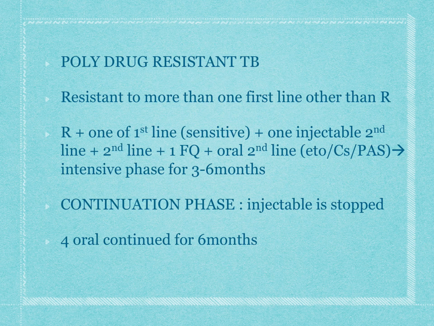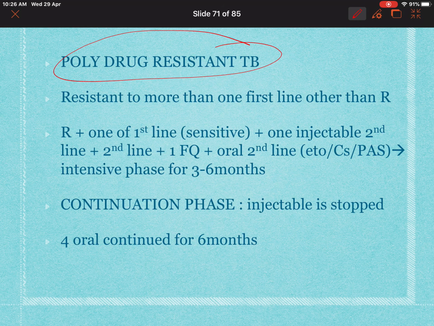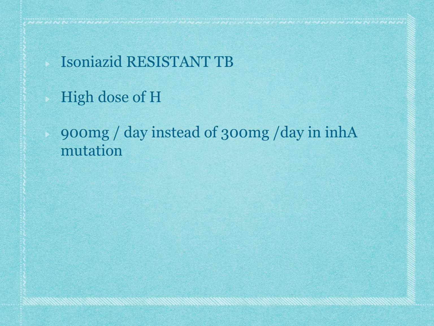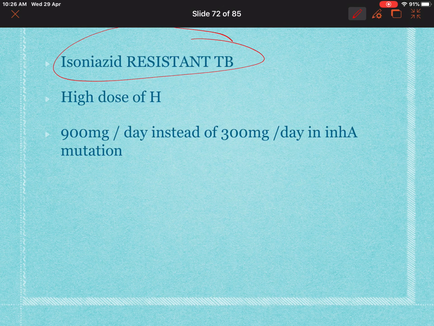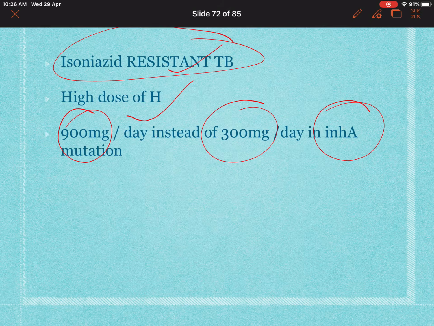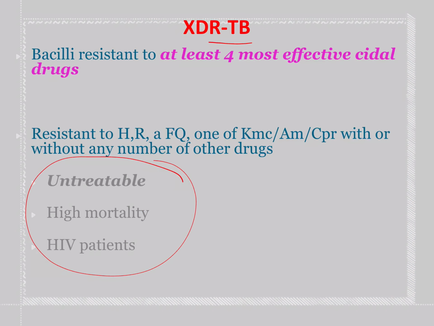We can also have polydrug resistant TB, resistant to more than one first line drug other than rifampicin. Only isoniazid resistance also can be there, isoniazid resistant TB. Here you can use a high dose of isoniazid. Instead of 300, we can use 900 milligrams if this resistance is because of an inhA mutation. So, we learned today that under the RNTCP, we have drug sensitive TB, which is further categorized into category 1, new patient, category 2, previously treated patient, multi-drug resistant TB and extensively drug resistant TB.